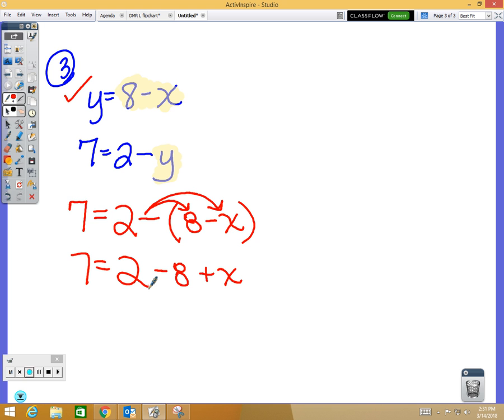All right, so now we can combine like terms. So 2 minus 8 is going to give me negative 6. Then I'm going to add 6 to each side. So I get that x is 13.